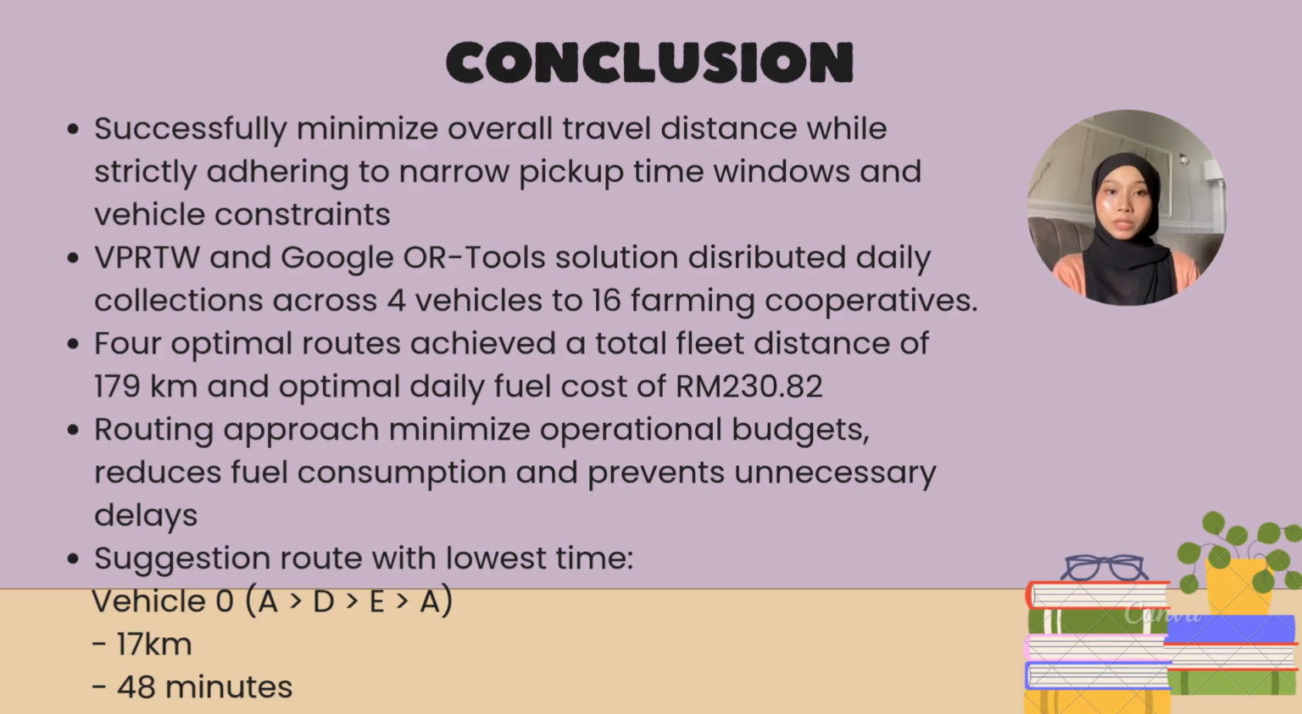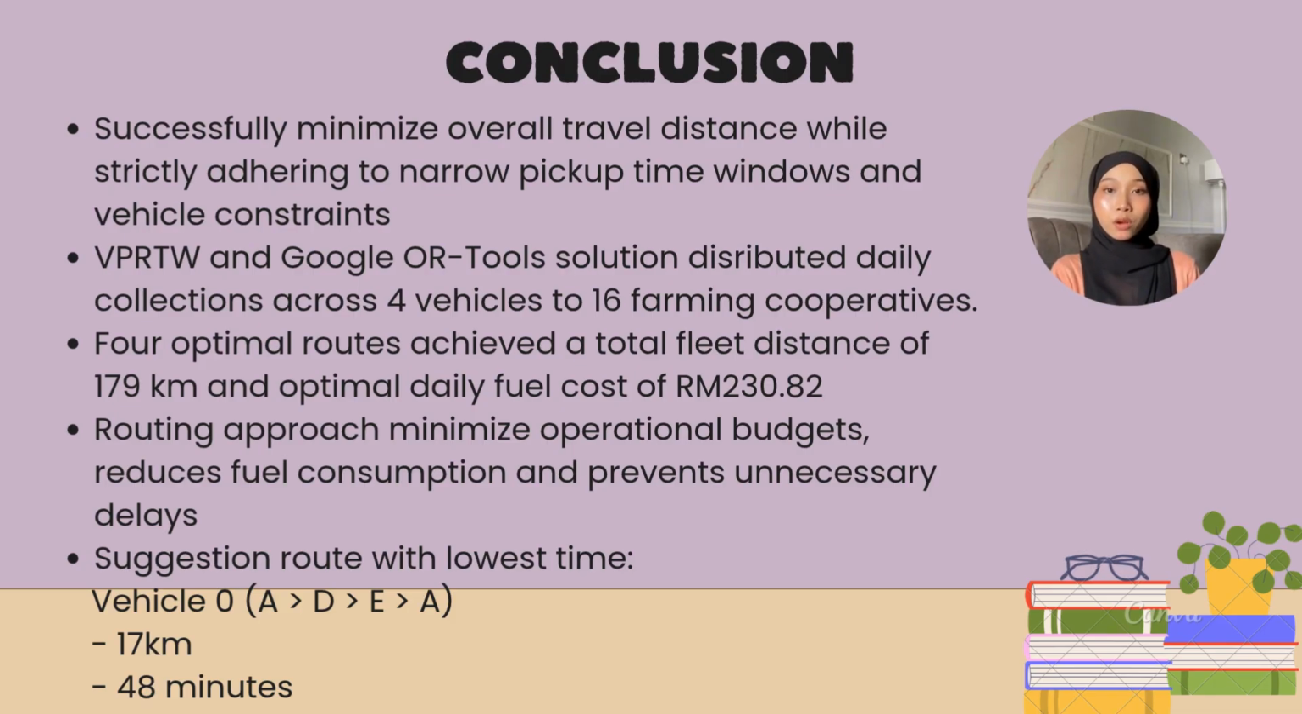Now, let me conclude our presentation. In this project, we successfully minimized the overall travel distance while strictly adhering to narrow pickup time windows and vehicle constraints. By using the vehicle routing problem with time windows and Google OR-Tools, we distributed daily collection across 4 vehicles to cover all 16 farmer cooperatives. We found 4 optimal routes that achieve a total distance of 179 kilometers and an optimum daily fuel cost of RM230.82. This routing approach helps minimize operational budgets, reduce fuel consumption, and prevent unnecessary delays in collection.